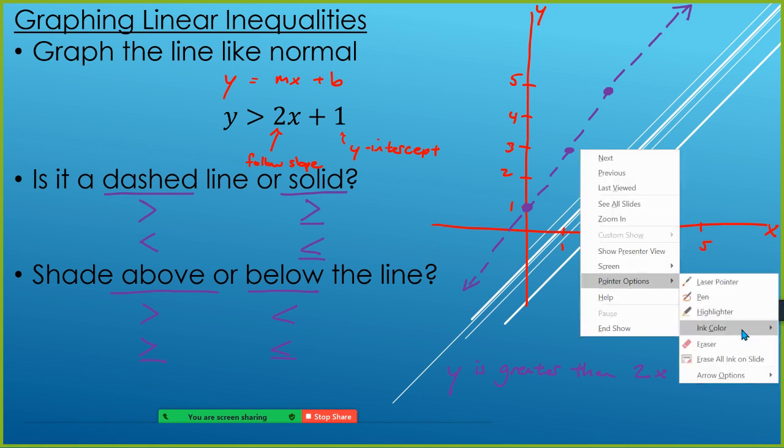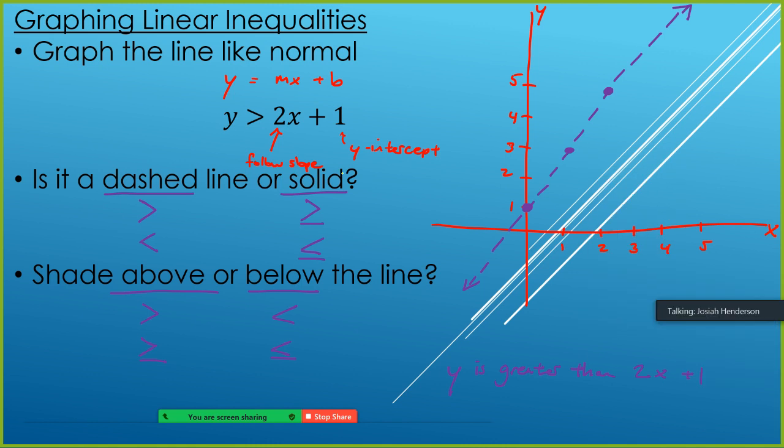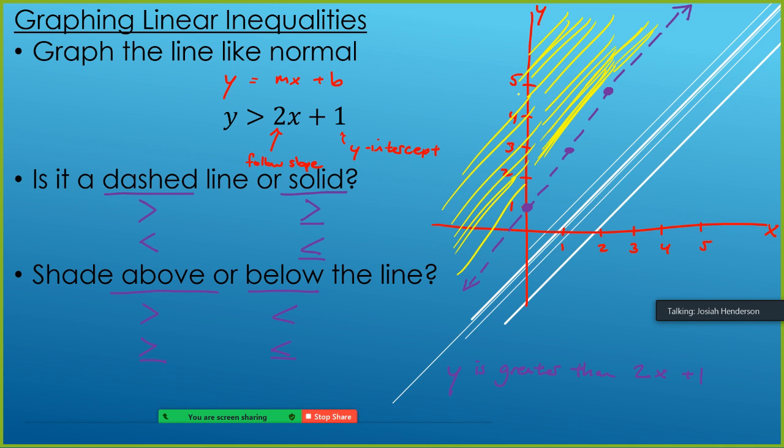I'm going to change my color again. We'll change this to yellow. So I'm going to shade half of my whole graph, either above the purple line or below it. Because our example is y is greater than, I want to shade above the line I just made. So here's my purple line. I want to color in, shade everything above that purple line. Basically.